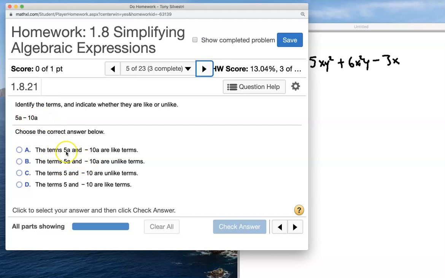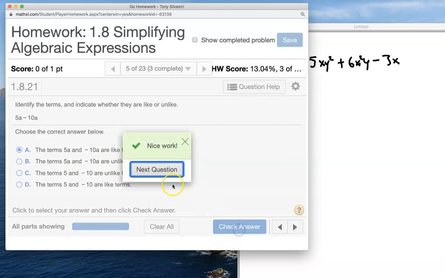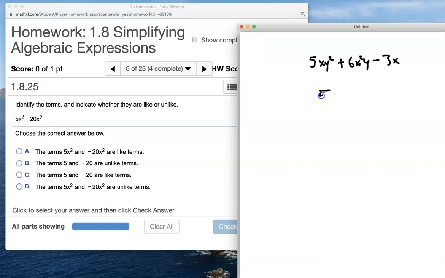So what do we got? The terms 5a and negative 10a are like terms. Okay, check your answer. Nice work. I see two terms. One term is 5x squared. The other term isn't 20x squared, it's negative 20x squared. The reason it might be kind of confusing, see that negative sign? That negative sign could be written like this, plus a negative 20x squared.